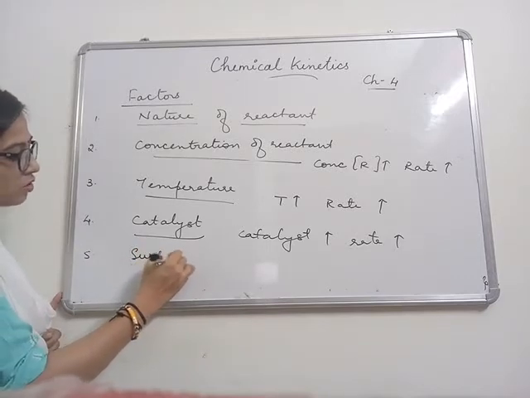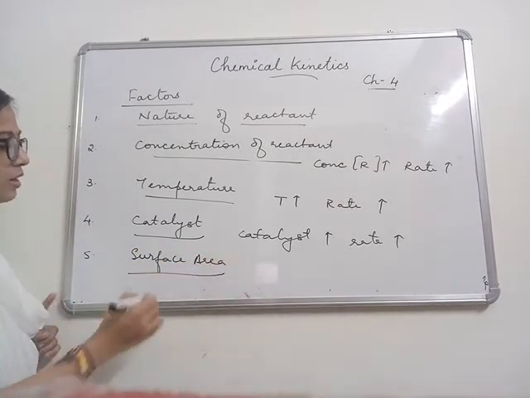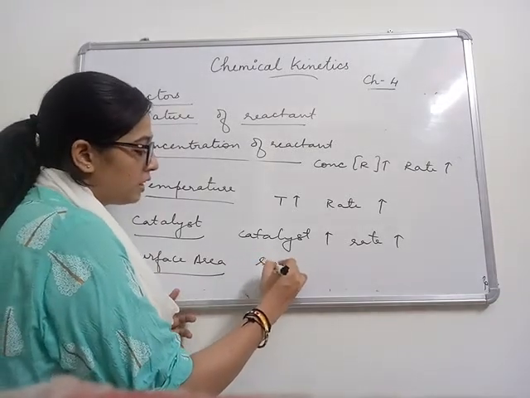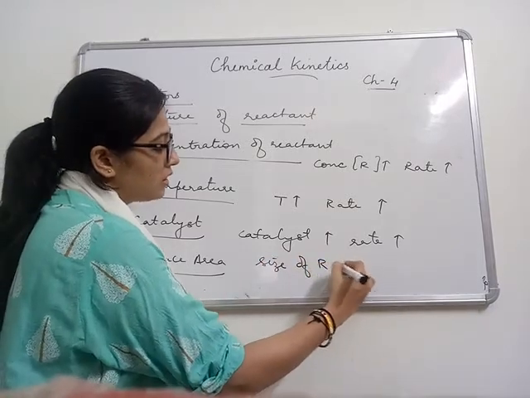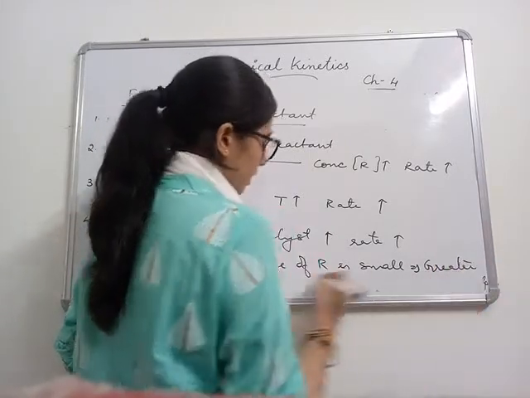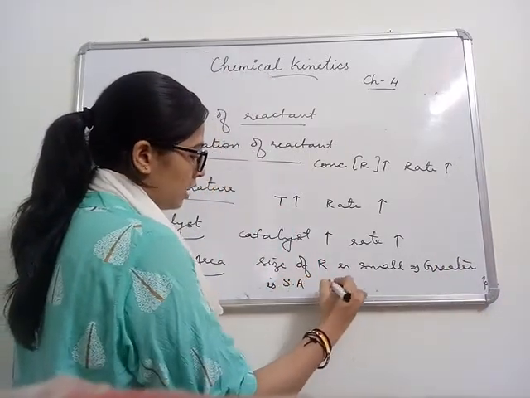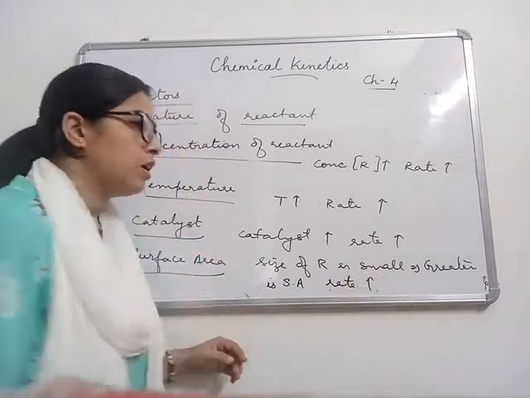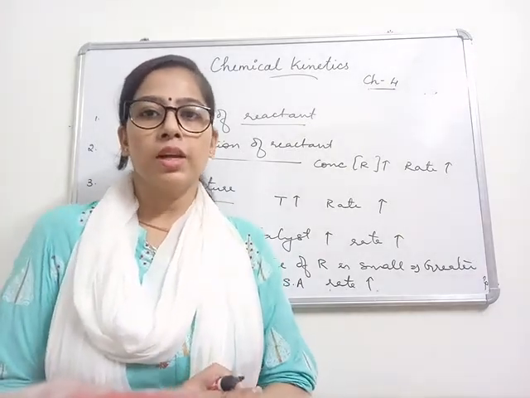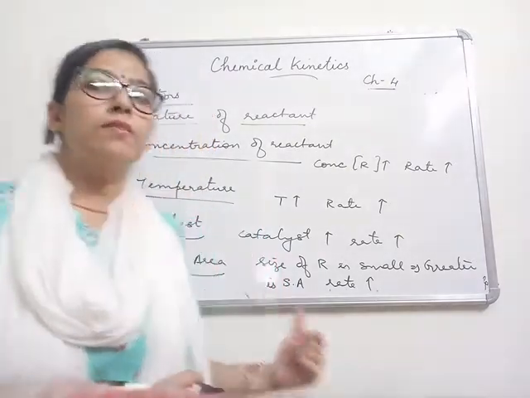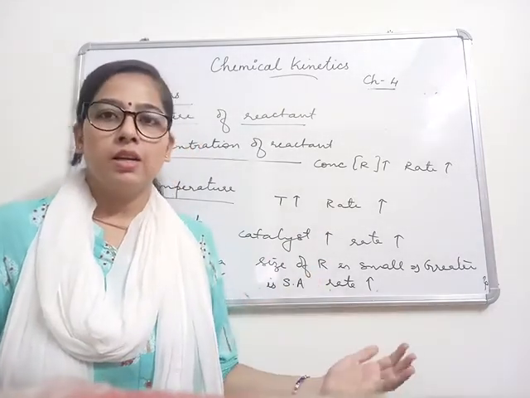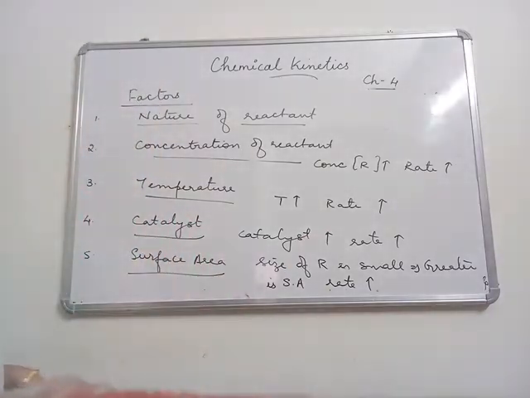It also depends on the surface area of the reactant. What is the surface area of the reactant? If the size of the particle is small, that means greater is the surface area and the rate of the reaction will be more. The more you keep the particles in pieces or powder form, the higher the speed at which the reaction carries forward. So if the particle size is small, the surface area is large and the rate of the reaction is also high. So these are the basic factors on which the rate of a reaction depends.